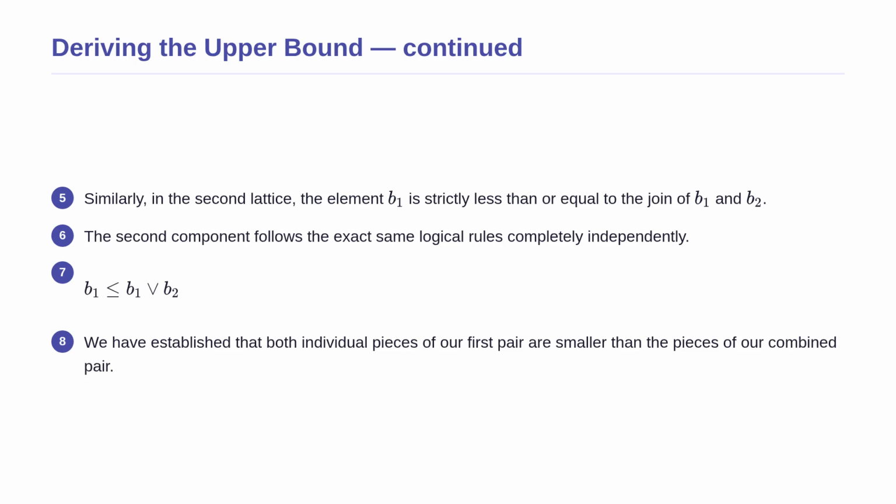We continue our proof by looking at the second component. Similarly, in the second lattice, the element B1 is less than or equal to the join of B1 and B2. The second component follows the exact same logical rules as the first component, completely independently. We have now established that both individual pieces of our first pair are smaller than or equal to the pieces of our combined pair. This mathematical reasoning sets us up perfectly for the final conclusion of our proof, connecting the individual behaviors back to the product lattice rules. We will now combine these facts.